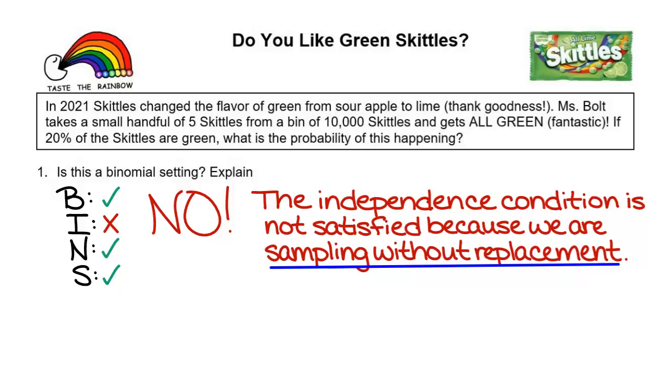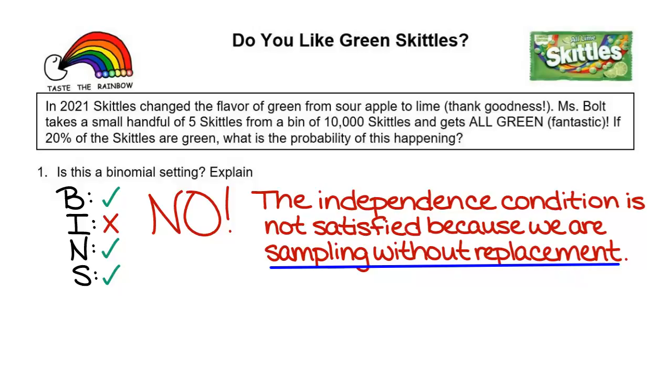How is there a fixed number of trials? What would N be in this case? 5. Each Skittle is a trial. It's not grabbing the handful that's the trial, it's each Skittle, because each Skittle would be analyzed: are you green or not? All right, so far so good?